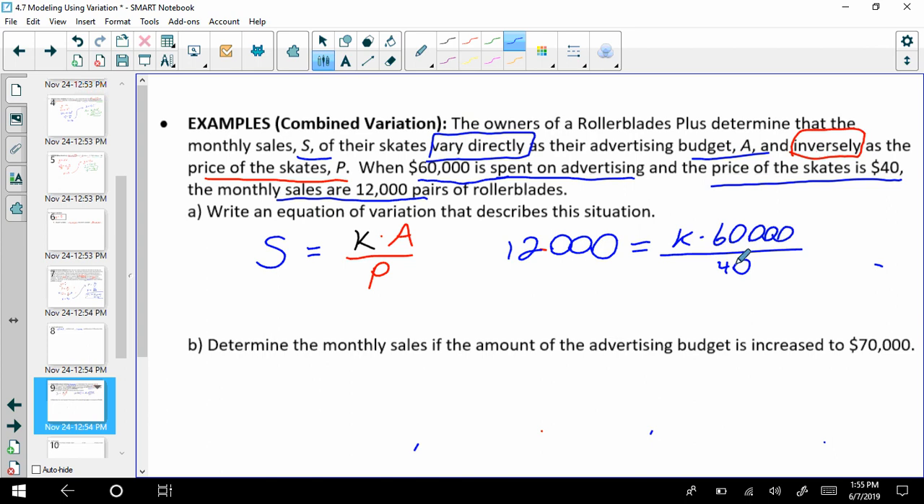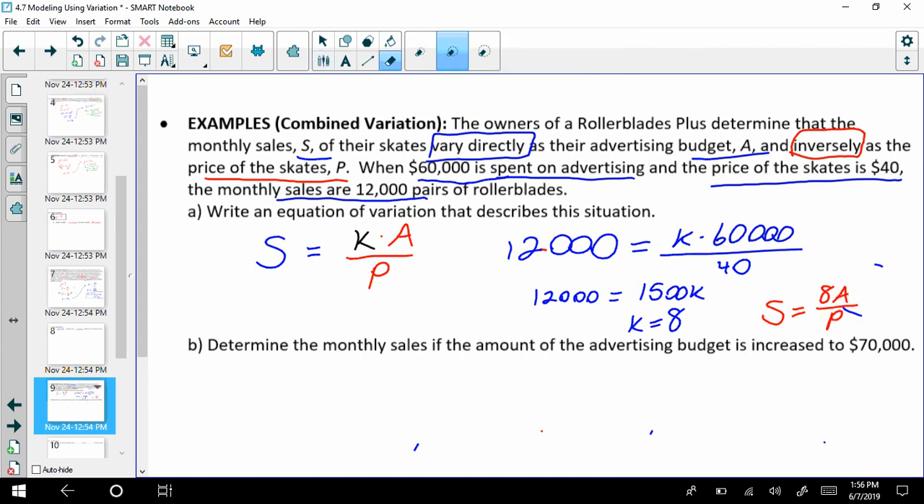So we could solve this a couple of different ways, and it's kind of up to you. What you could do first is your 60,000 divided by 40. And what we get is 1,500K after dividing. And then I'd want to divide my 1,500 over. And we should get 8. So my equation, now that I know K, my equation would be S equals 8A over P. 8A divided by P. That's my equation.